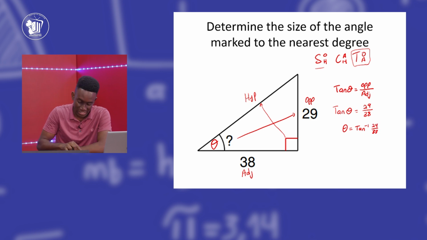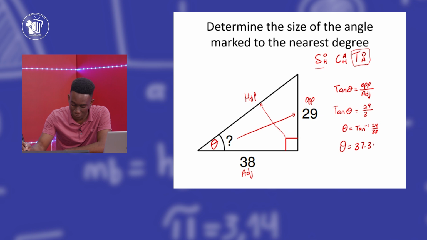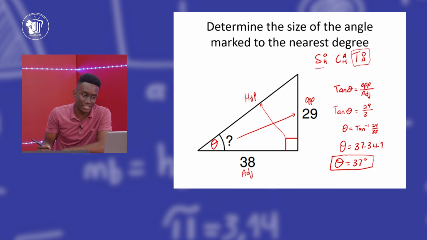So we can say second function tan 29 over 38, and that would give us the value of theta being equal to 37.349. But remember, they want it to the nearest degree. So theta will be equal to 37 degrees. So theta in this case is 37 degrees.